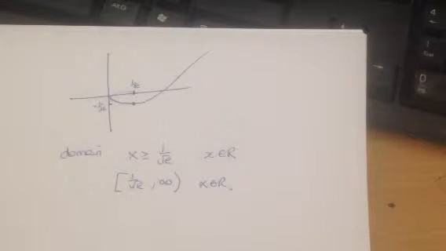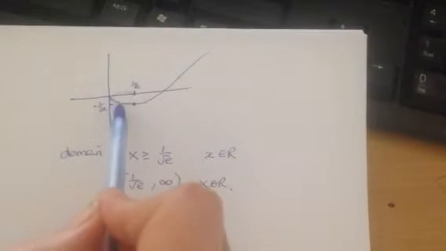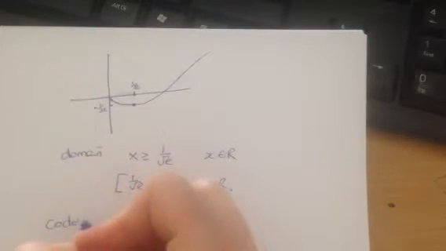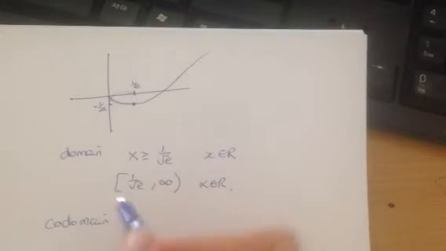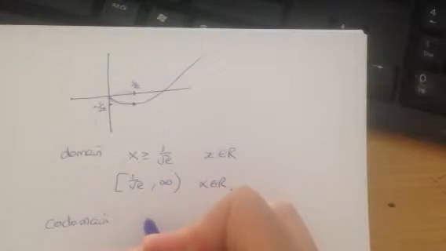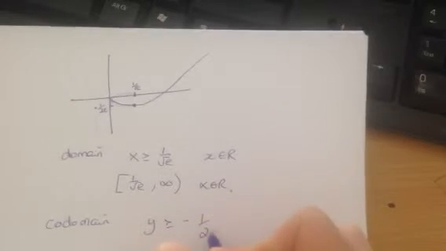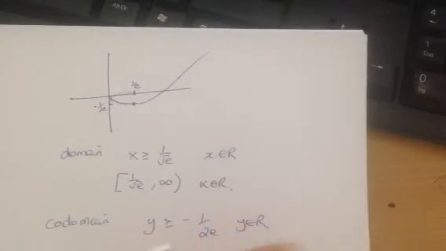If I want it to be surjective, I need to have every y value being used. And if I look here, all these y values are not being used. So my codomain, I'm going to say is where y is greater than or equal to minus 1 all over 2e, y is an element of R.